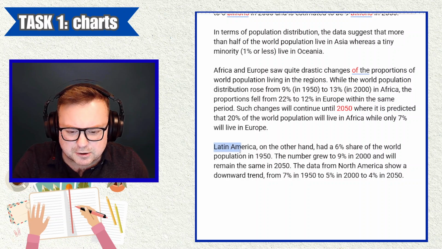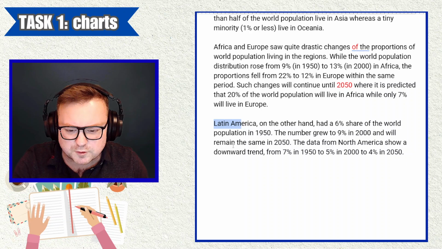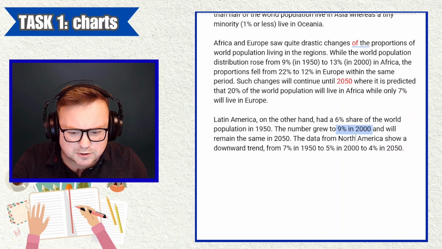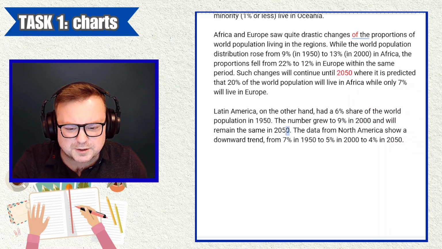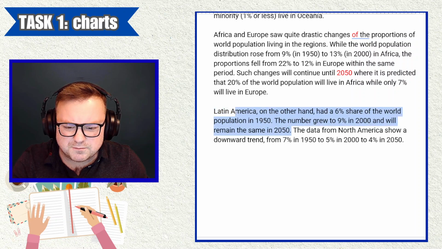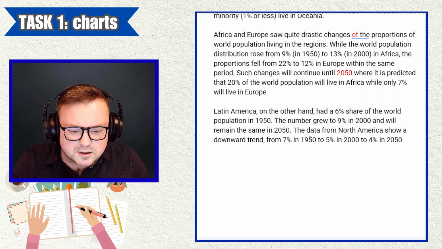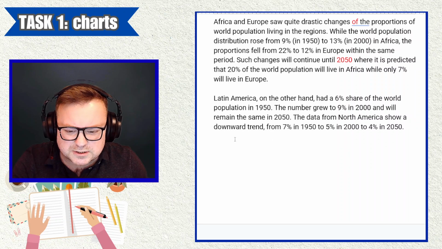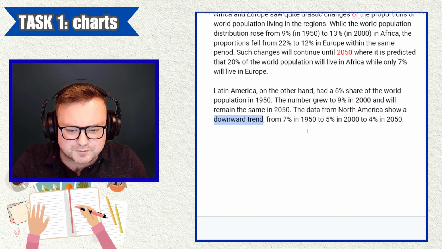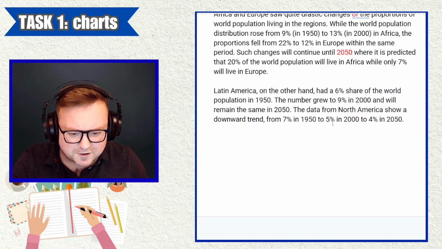Anyway, Latin America, on the other hand, had a 6% share of the world population in 1950. The number grew to 9% in 2000 and will remain the same. Okay, a little bit of a mechanical retelling of the data here. But okay, it's fine. The data from North America show a downward trend. Okay, I like this term, a downward trend. That's nice. From 7% in 1950 to 5% in 2000.